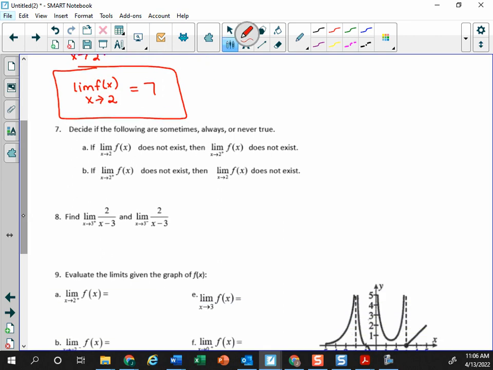If the limit as x approaches 2 of f of x does not exist, then the limit as x approaches 2 from the right for f of x does not exist. Sometimes, right? Good. It may very well be that the right-hand limit exists, but is not equal to the left-hand limit. So then the overall limit would not exist. All right, what about B? If the limit from the right does not exist, then just the general limit does not exist. Always, yeah.